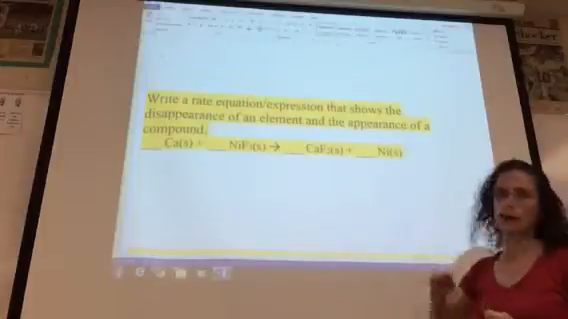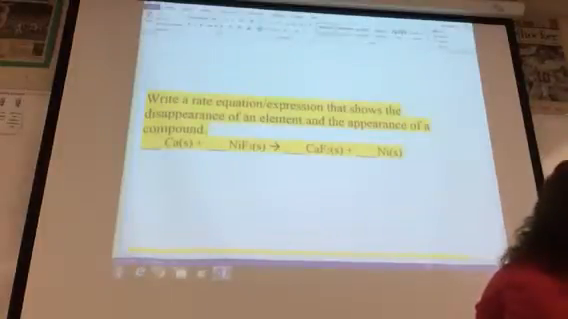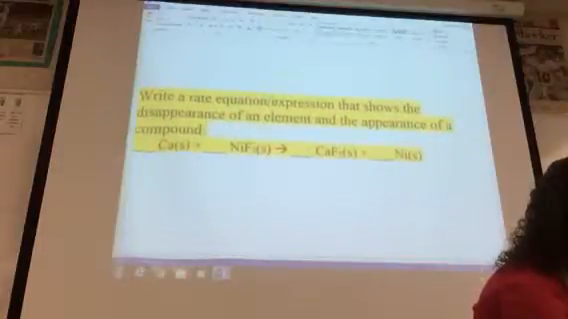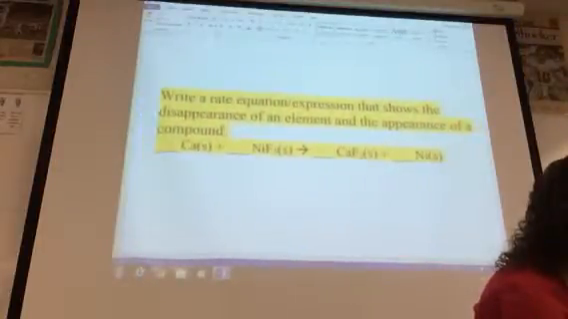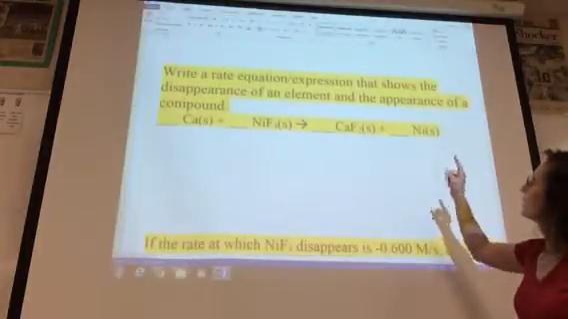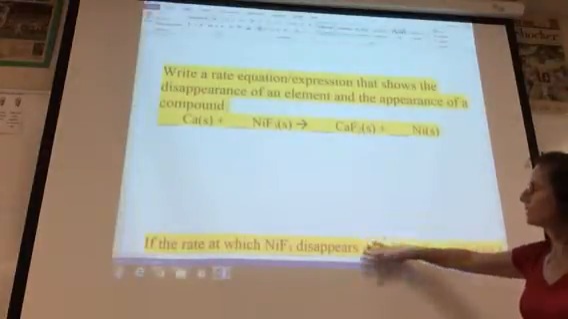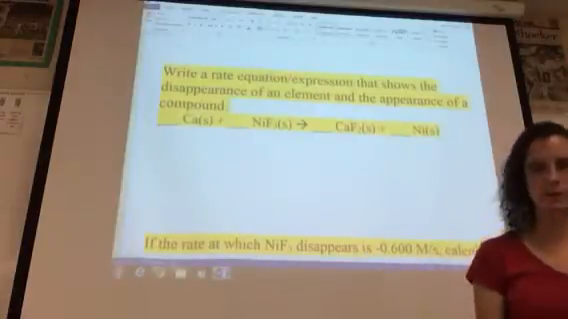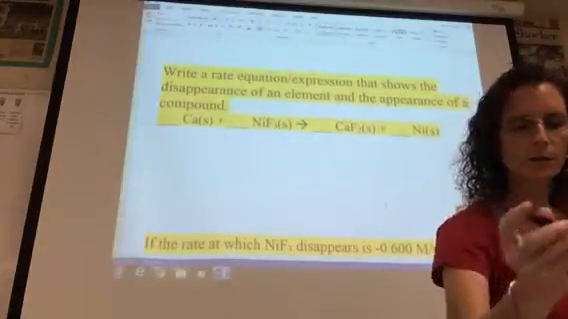So this is your do now. I can make it a little bigger. It should take you just a couple minutes to write a rate equation or expression that shows the disappearance of an element and the appearance of a compound. The piece underneath we'll hit later. So take a minute to write that rate equation.